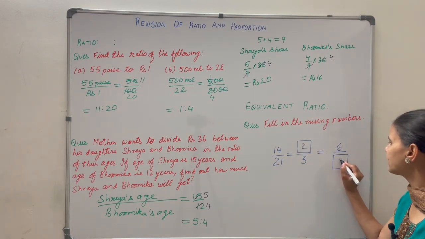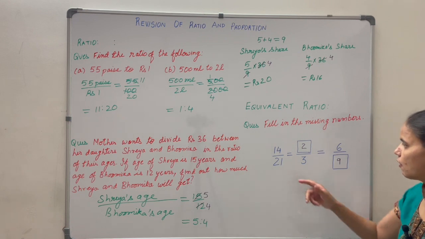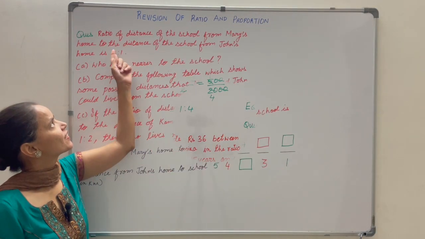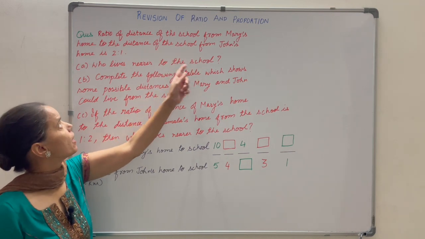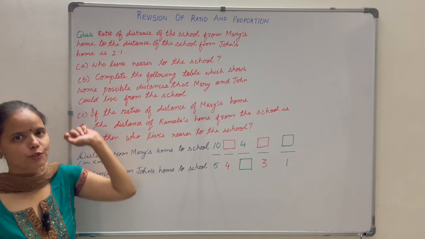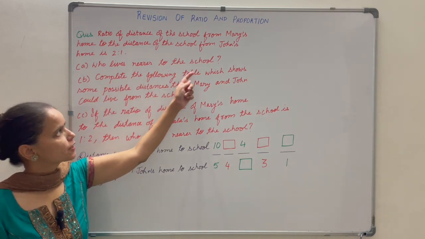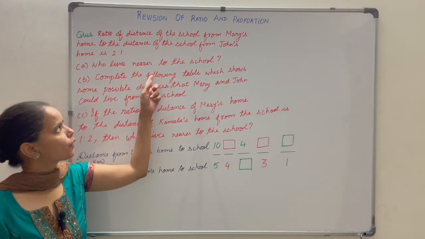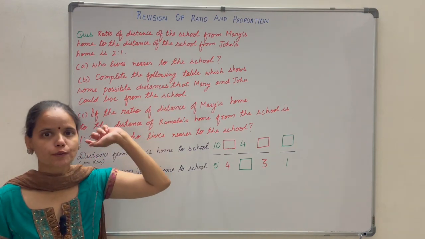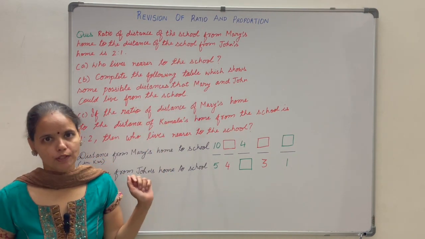So what will you get? 9. So all these ratios are equivalent ratios. The ratio of the distance of the school from Mary's home to the distance of the school from John's home is 2:1. Who lives nearer to the school? So you need to find out whether Mary lives nearer to the school or John lives nearer to the school.